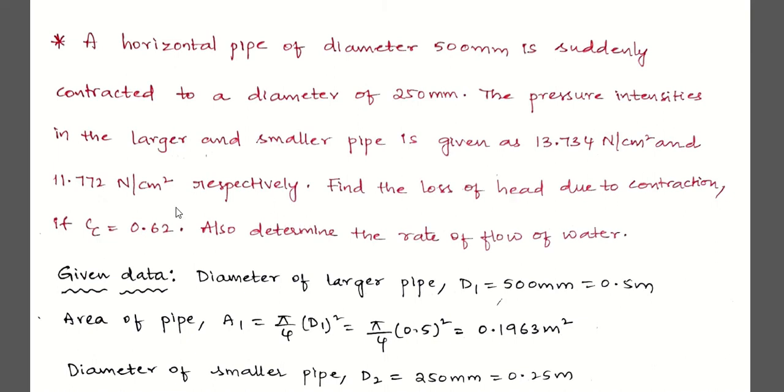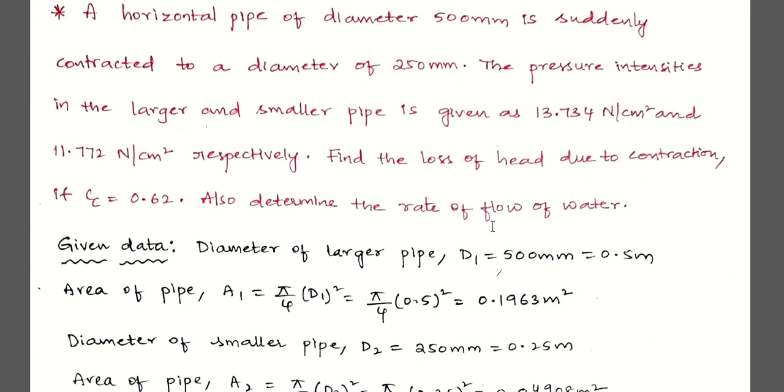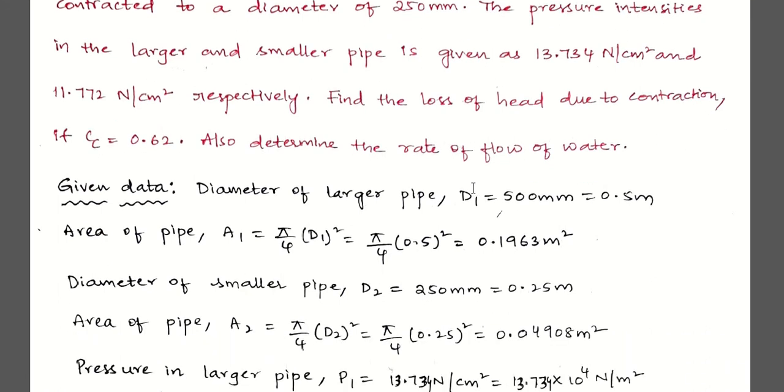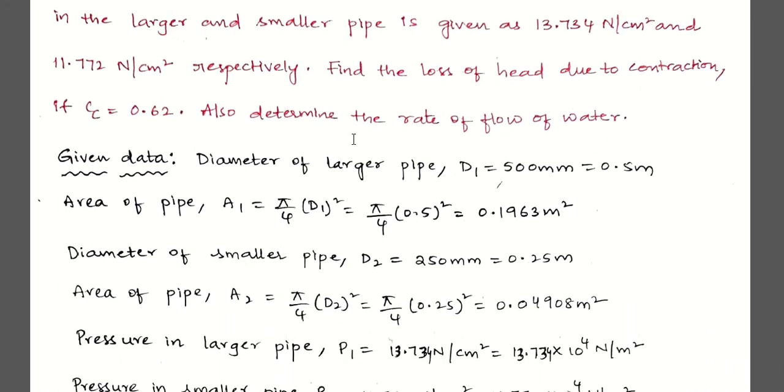Find the head loss if Cc is 0.62. So here, the coefficient of contraction is given to us. It is also asking to determine the rate of flow, meaning you require the loss of head due to sudden contraction, Hc, along with Q. Now let's start off with the given data. If you remember my video where I talked about minor losses, I discussed two formulae for loss of head due to sudden contraction.